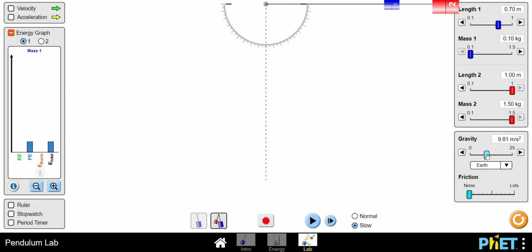Now, I have the gravity at Earth, but I can set it to the Moon, Earth, Jupiter, Planet X, which is when you go into those math forms, but I'm going to keep it at Earth. Because we work on Earth physics, and I can also adjust the length and mass of each one.